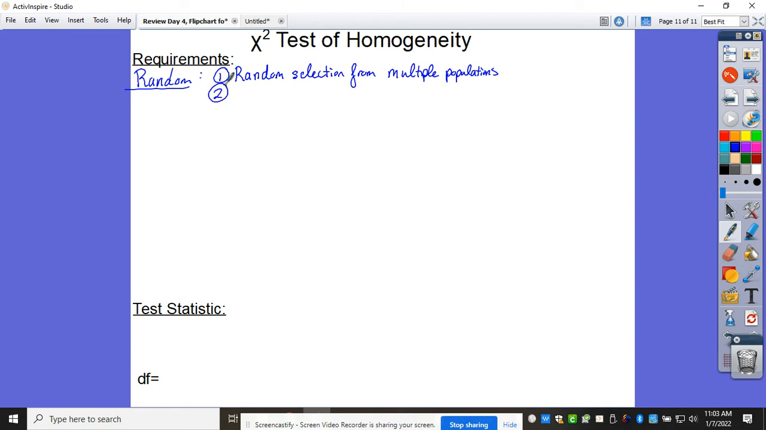Or not random selection at all, and instead what? Random assignment. One group randomly assigned treatments. And then I'll go ahead and keep writing, but we've just already established that everything else about it is the same.